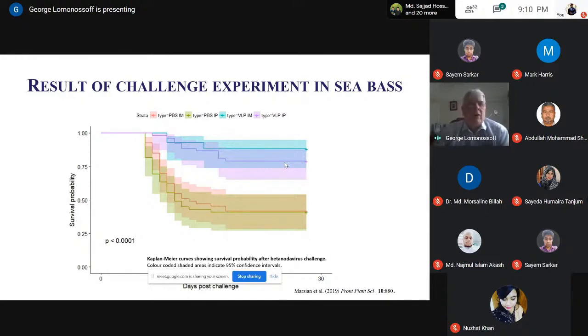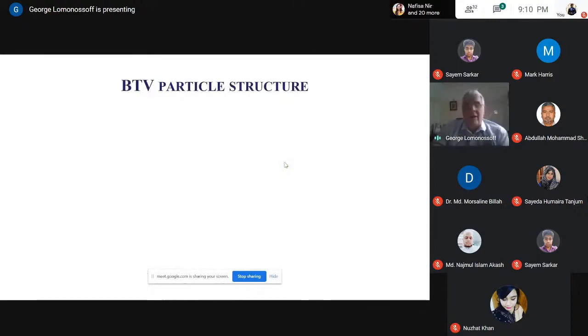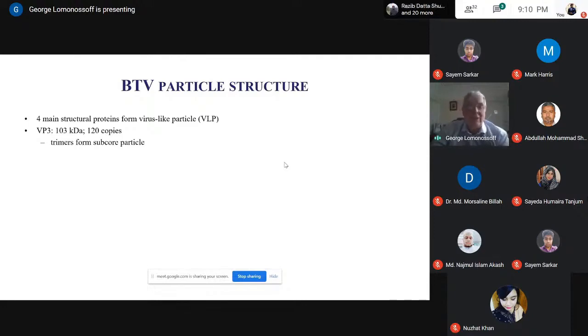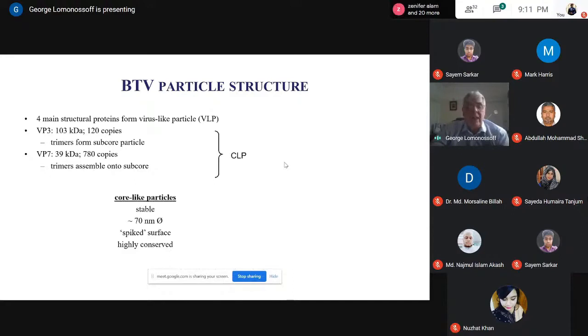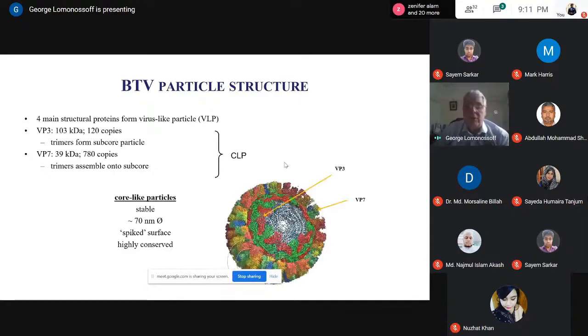Now, this is a very simple type of VLP to make, a single type of coat protein, but it does seem to work. Now, bluetongue virus, on the other hand, is much more complex. Four main structural proteins form a virus-like particle, and they're arranged in 3 concentric spheres, so a rather elaborate and rather beautiful structure. In the very center, you get a protein called VP3, a big protein, 103 kilodalton, and these form trimers in a subcore. On top of those, you get VP7, which assemble onto the subcore, and together these make core-like particles called CLPs, and the structure of these has been known since the 1990s, a rather beautiful, very stable, nice spiked structure.